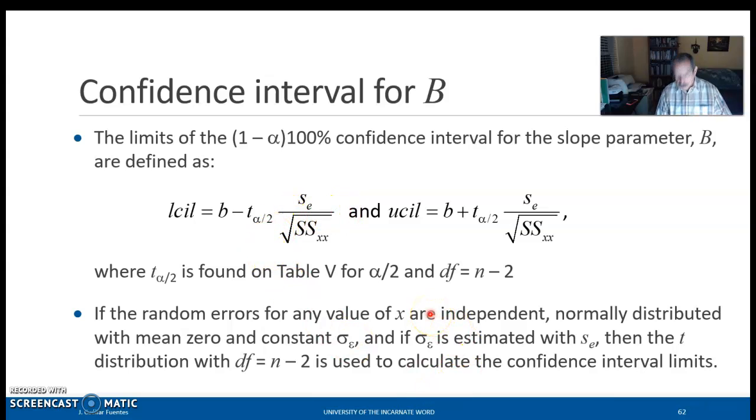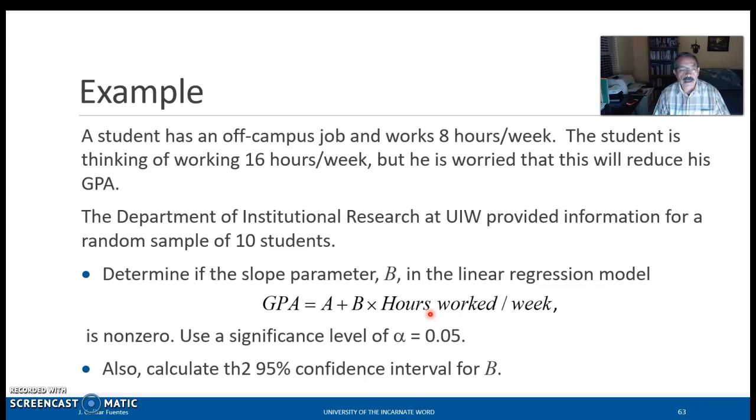So now, in the next recording, we will solve a problem where we test the hypothesis for the slope parameter and we calculate its confidence interval limits.